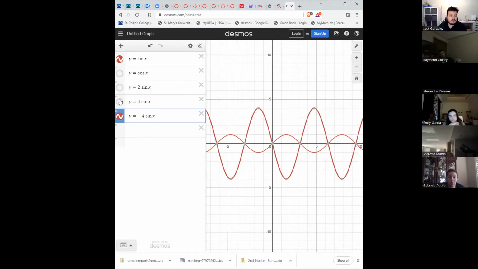Let me turn off these for now. There's the original, there's a negative 4. We've talked about many times, if there's a minus in front, it flips it over, right? Like with parabolas and all that stuff, that's still the same here. So it flips it over, but the amplitude is still 4. So the answer for amplitude is still 4 here. And for this one, they're just flipped over. That's it. Any questions on how to find amplitude?